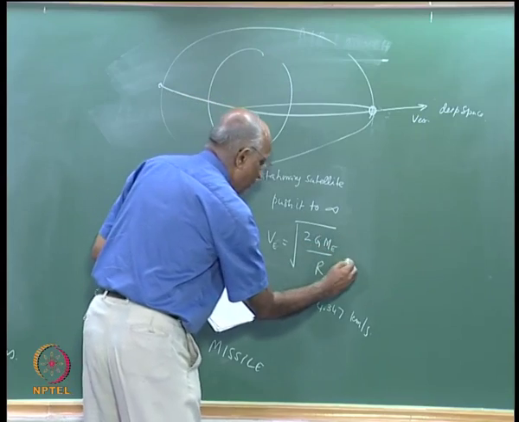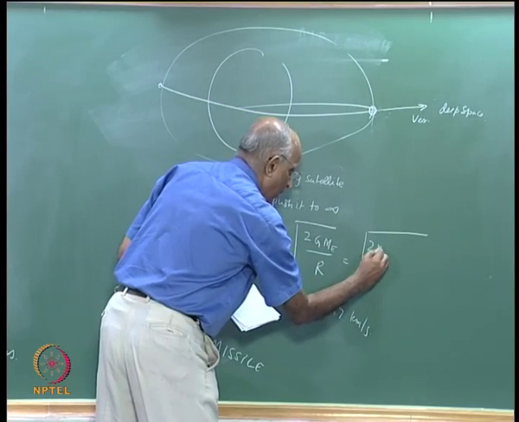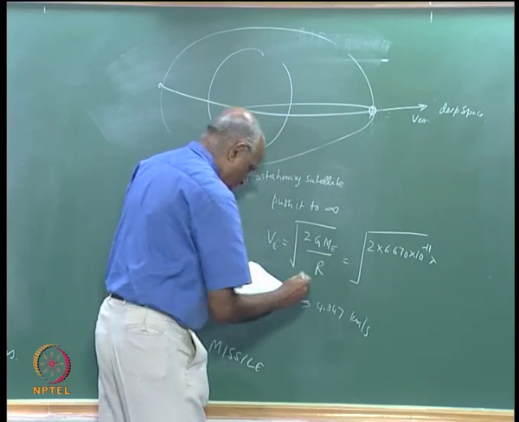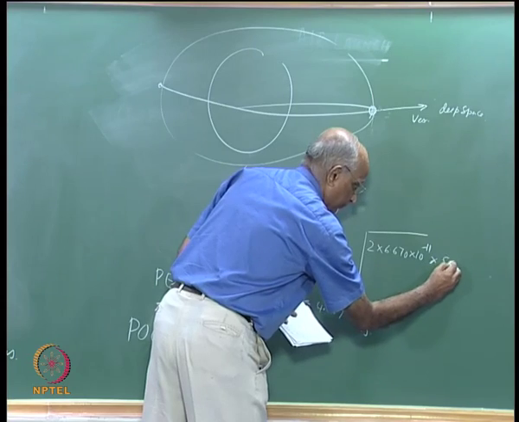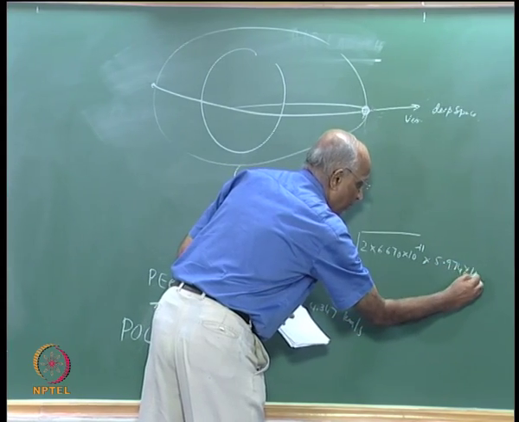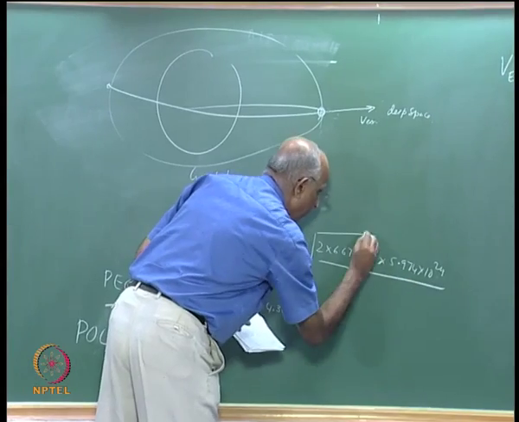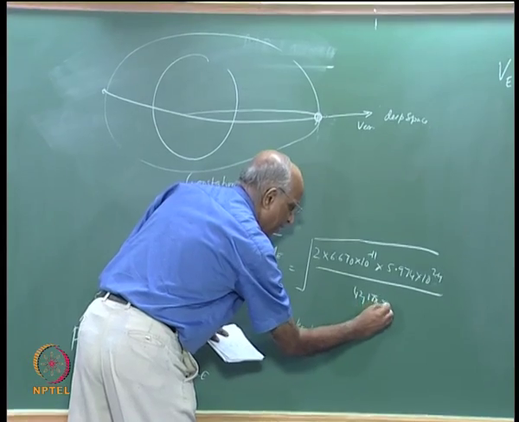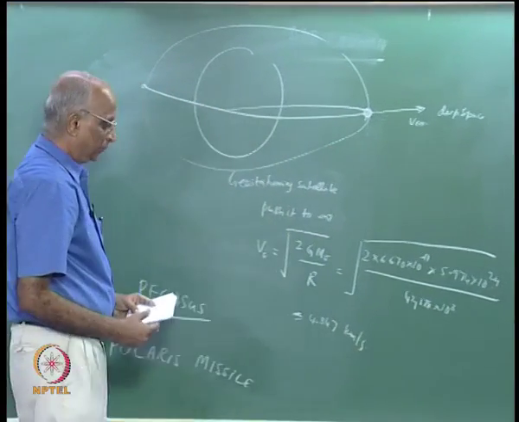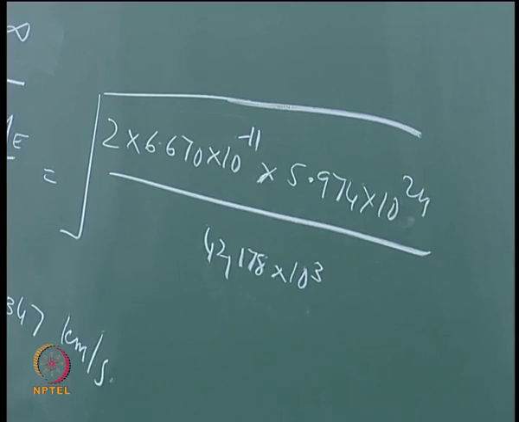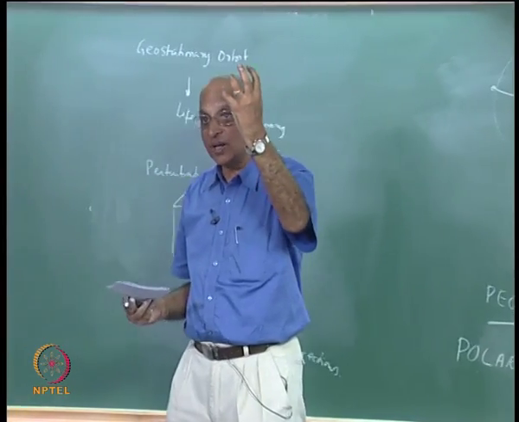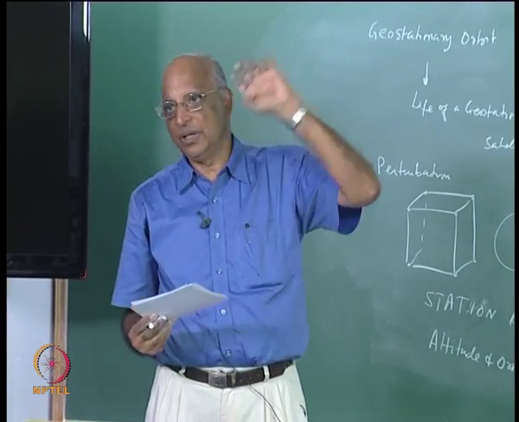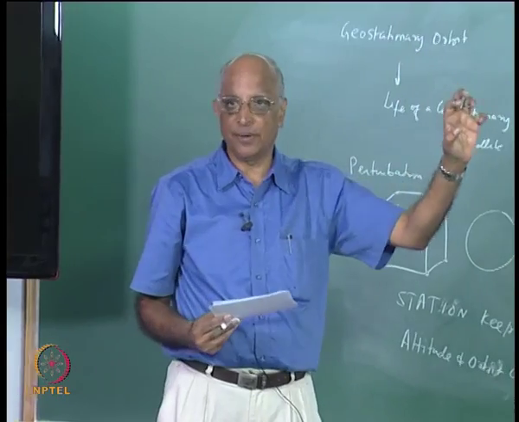And how? Let us put the numbers here: v is equal to 2 into 6.670 10 to the power minus 11 into mass of the earth 5.974 10 to the power 24 divided by r, which is equal to 42,178 into 10 to the power 3 meters, and this comes out to be 4 point. That means, even when I have a geostationary satellite, I must keep some fuel reserve such that with that fuel I will be able to push it out, and these are all mandatory.